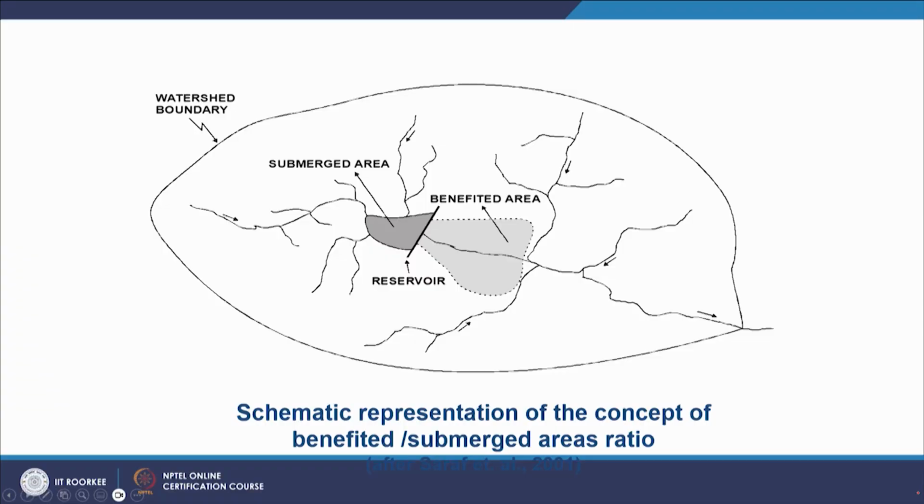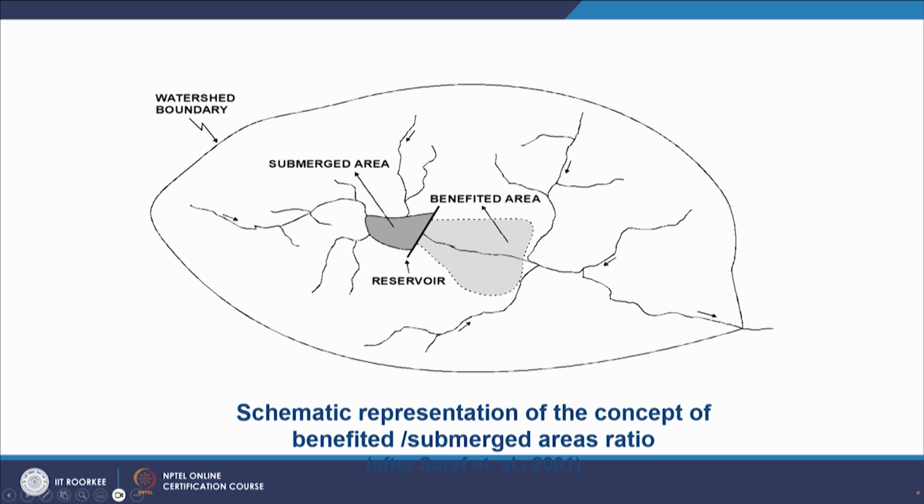Because for all kinds of analysis, you cannot have qualitative analysis all the time. So, one has to find ways of doing quantitative analysis, which are better to convince the audience or decision makers. And this kind of analysis, or ratio, has been developed, which is the benefited to submerged area ratio.